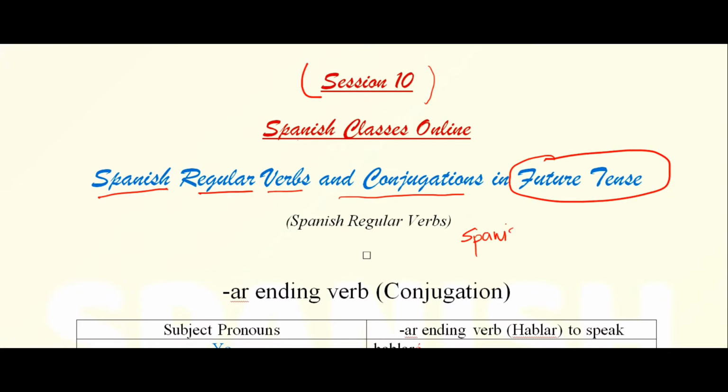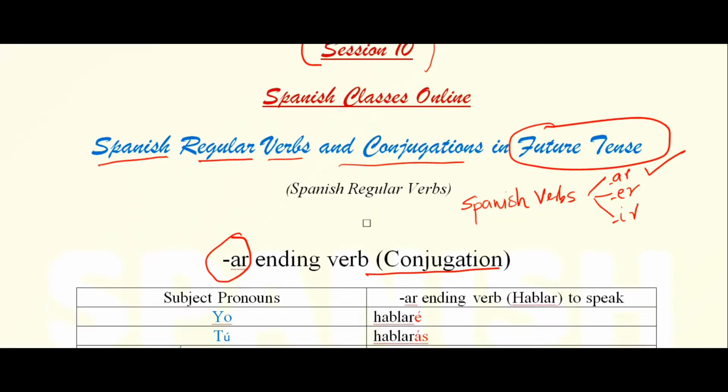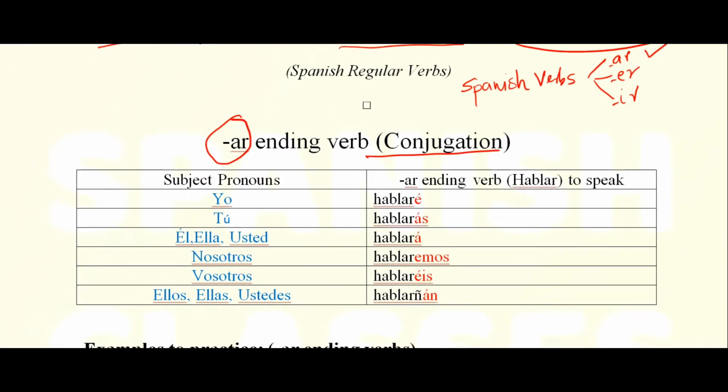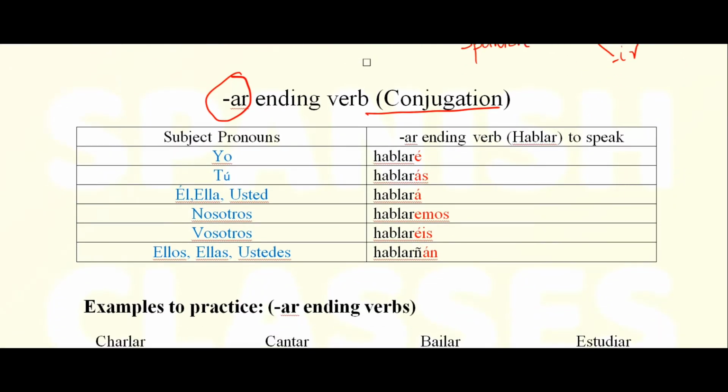Welcome to the class. This is session number 10 and we are doing future tense. In Spanish we have AR, ER and IR ending verbs. So we'll start with AR ending verbs. Let's see how to conjugate an AR ending verb in the future tense in Spanish.